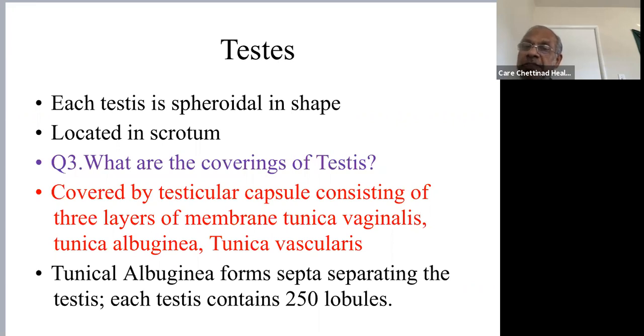And remember, this tunica albuginea is thick and unyielding. Therefore, any trauma to the testis or any inflammation of the testis leads to swelling, but it cannot expand outside. Therefore, it puts pressure on the content of the testis, leading to atrophy, avascularity, and degeneration of the seminiferous tubules.